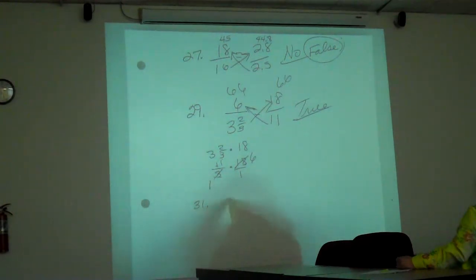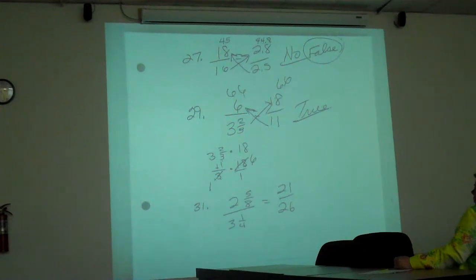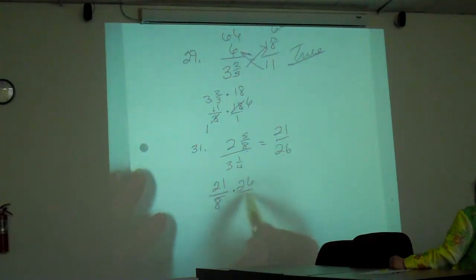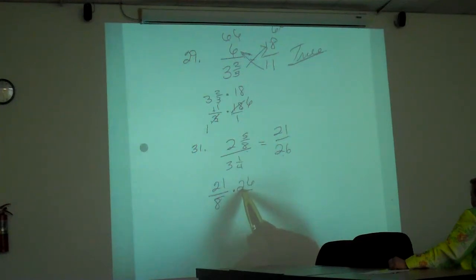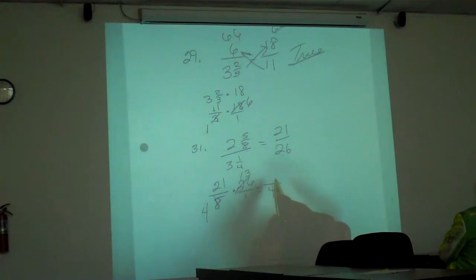Number 31, 21/8 over 3 1/4. Is that equal to 21 over 26? 16 plus 5 is 21. We're multiplying that times 26. These won't divide by 8, but you could divide by 2. So 21 times 13. What is 21 times 13? It's 273.